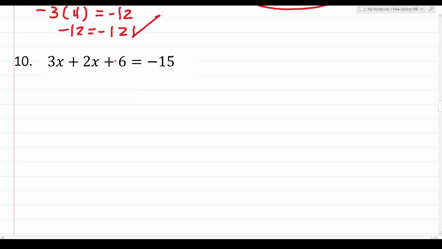All right, so for number 10, you can see we have 3x plus 2x plus 6 equals negative 15. So let's get this one copied off to the side. And that's 3x plus 2x plus 6 equals negative 15. Again, as these equations get long, you want to take your time copying them onto your scratch paper, because I guarantee you someone watching this video is going to say, oh, I got that one right, but he got it wrong. No, you probably copied it down wrong. So be careful as you do that.